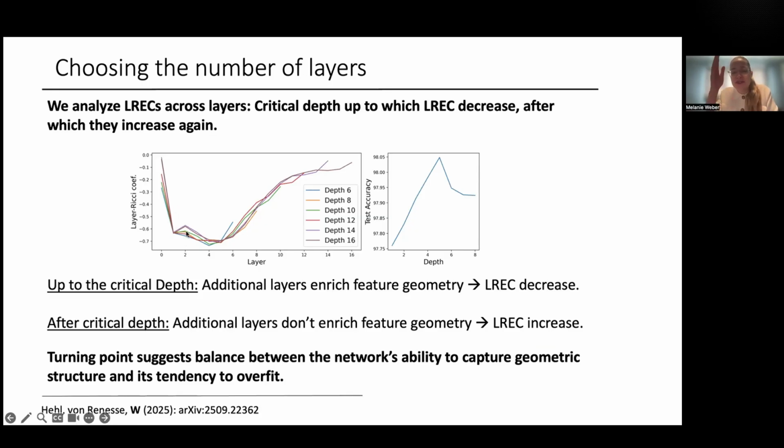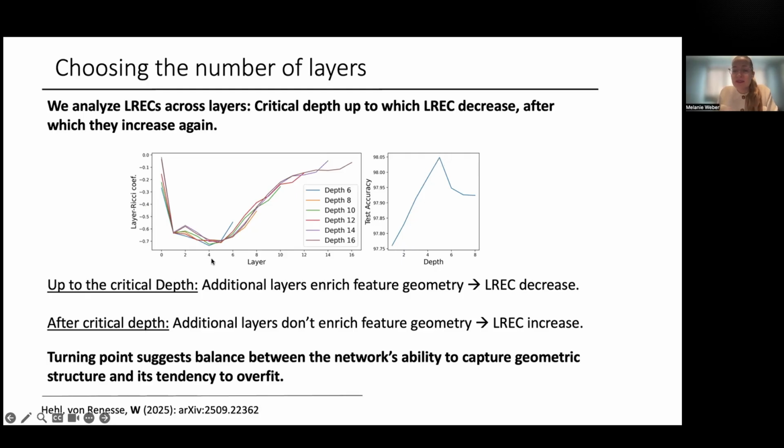And again, we see that in the shallow case, it helps, or as we make the network deeper, the Ricci coefficients are decreasing. So again, indicating that we have this Ricci flow-like behavior that learns to capture the geometry. And this coincides with an increase in the test accuracy.